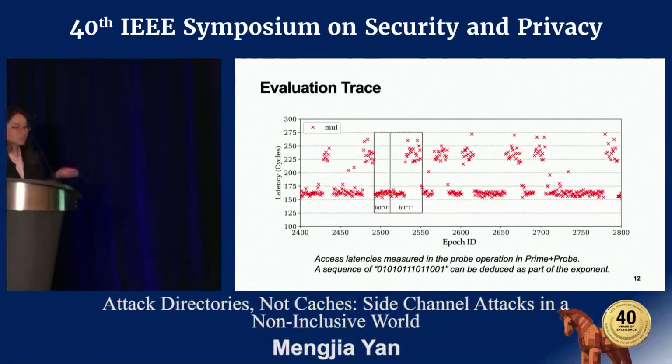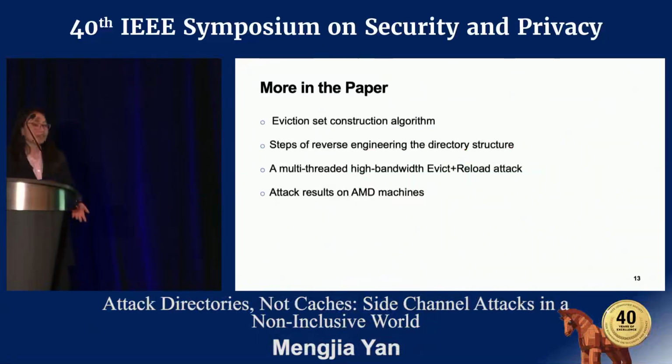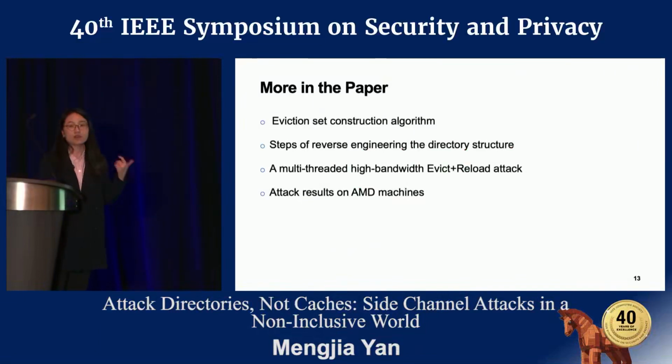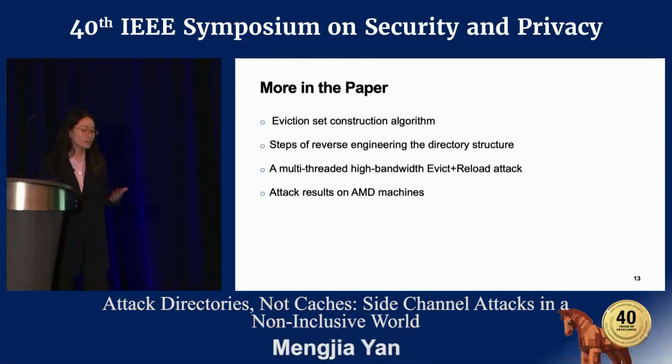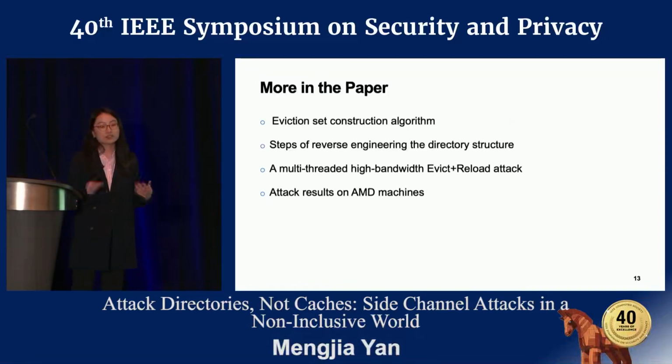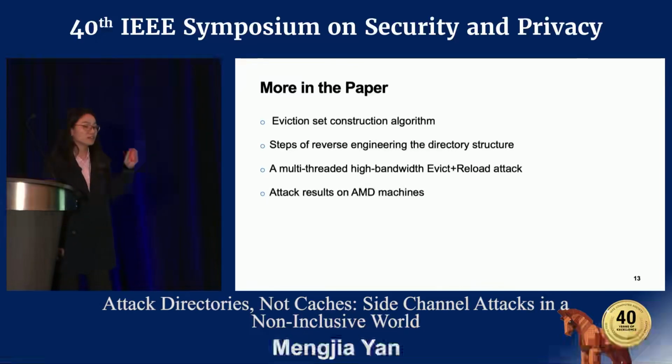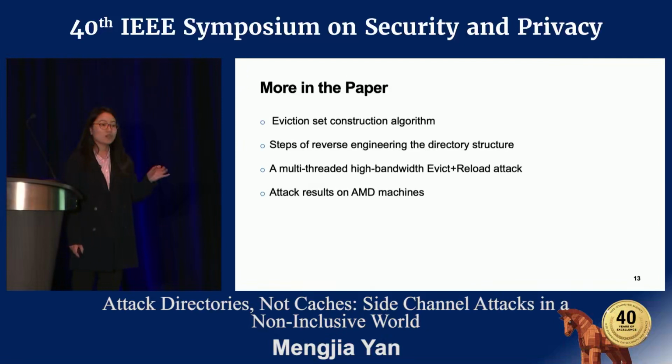And this is what I will cover, but there are many more interesting things in the paper. So as we all know, if you want to target the last-level cache and do the Prime+Probe attack, you need an eviction set. And the old eviction set construction algorithm does not really work for a non-inclusive cache hierarchy, so we proposed a new version of it. And this is in the paper. Also, we documented the detailed steps of how we reverse engineered the directory structure and all the parameters and configurations and the special operations within this structure. A lot of details.